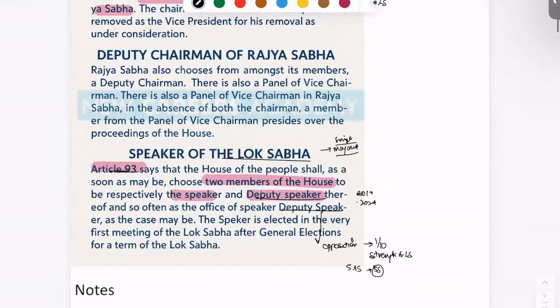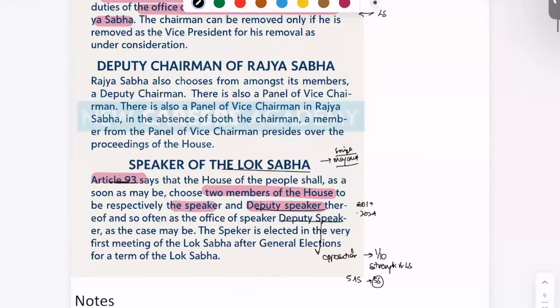Who is the Speaker of Lok Sabha? Article 93 talks about the Speaker of Lok Sabha. Who chooses the date of election of the Speaker of Lok Sabha? The President. As soon as the elections of Lok Sabha happen, the President will choose a date for the Speaker of Lok Sabha. Even if the government falls, the Speaker will remain as the Speaker till the new government comes in and chooses a new Speaker.